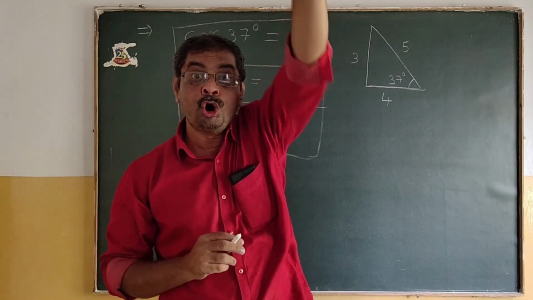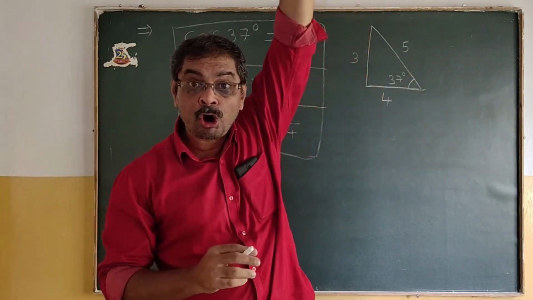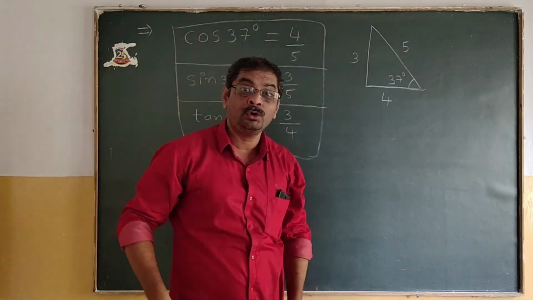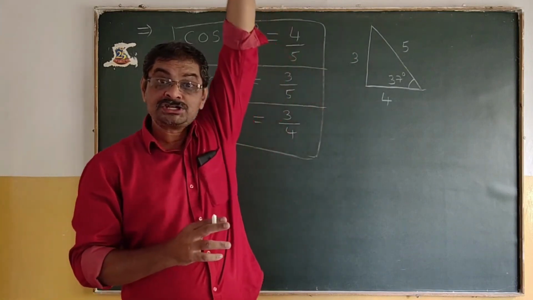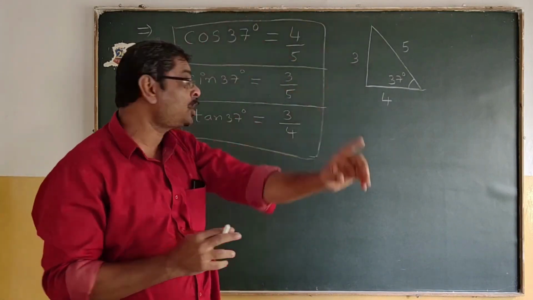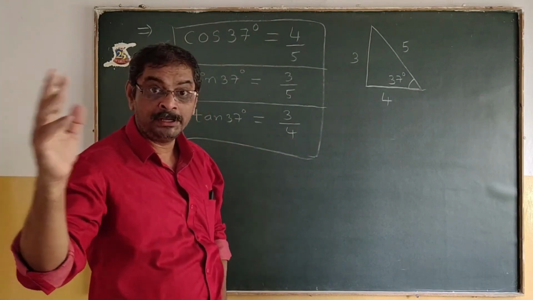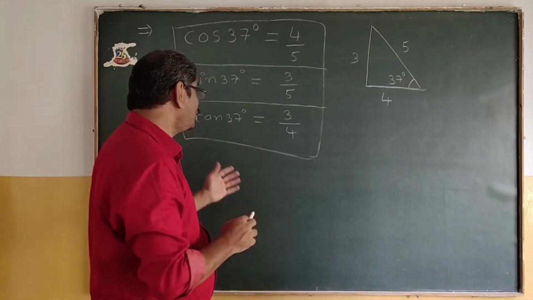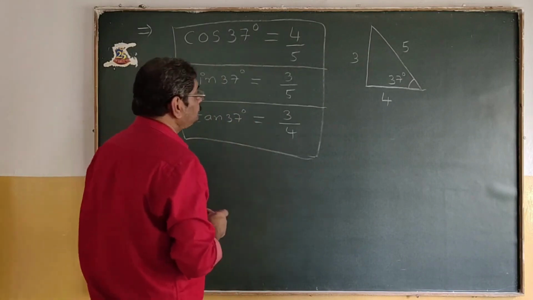So you should know the value of cos 37. So cos 37 will be numerically equal to 4 by 5. That's the reason why sin 37 will be numerically equal to 3 by 5 and tan 37 degree will be numerically equal to 3 by 4.